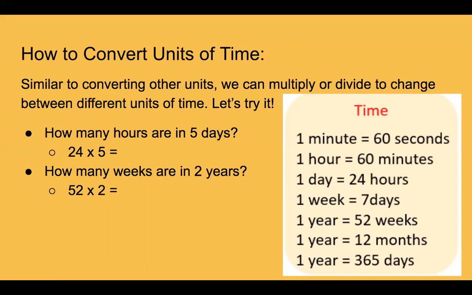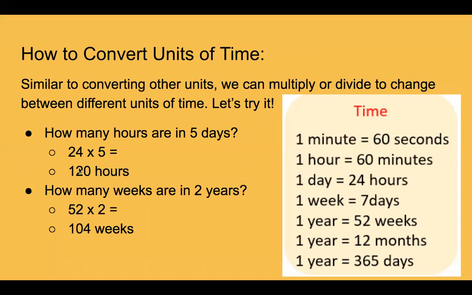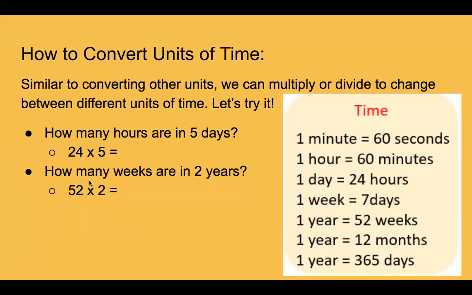All right, so you should have tried 24 hours times 5 days, and that's going to give us how many hours are in 5 days. If you did partial products, you should do 5 times 4, which equals 20. 5 times 20 equals 100. So 100 plus 20 equals 120 hours.